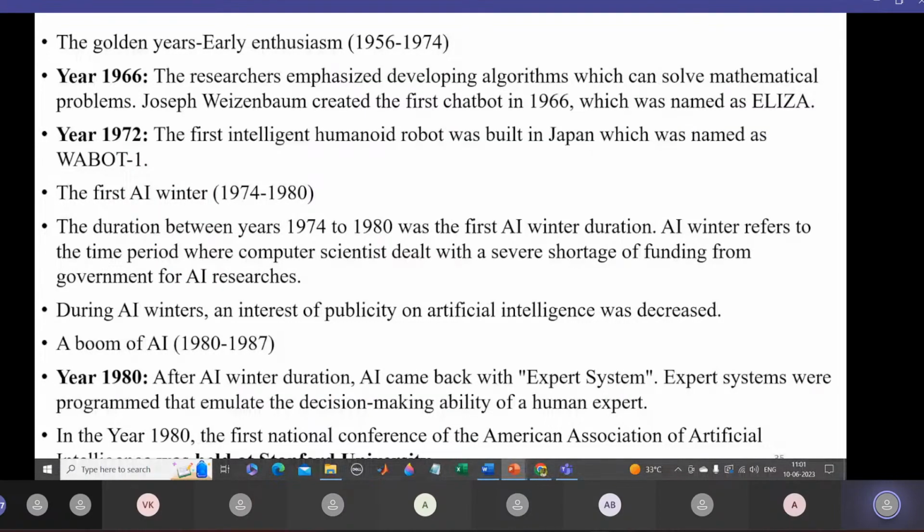Can anyone name a chatbot, ma'am? ChatGPT, ma'am. ChatGPT. Yeah. OpenAI, ma'am.